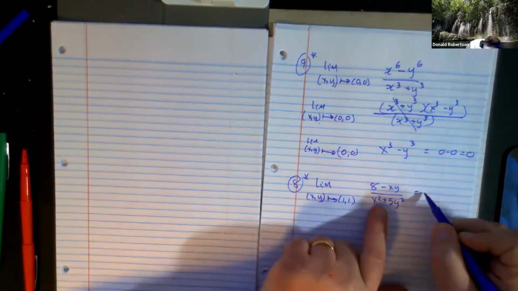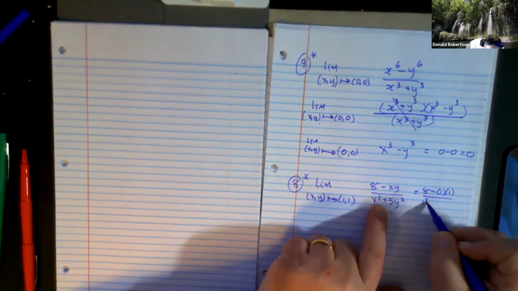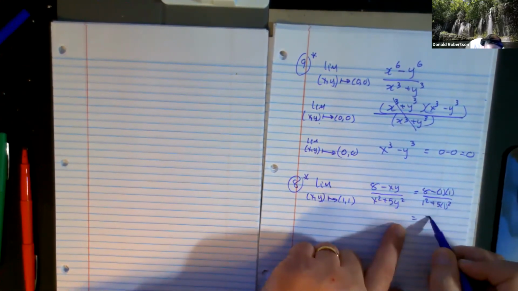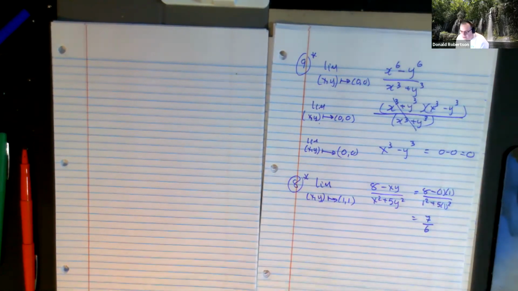So the answer is going to be 8 take away 1 times 1, over 1 squared plus 5 times 1 squared. 8 take away 1 is 7, 1 plus 5 is 6. The limit is 7 sixths.